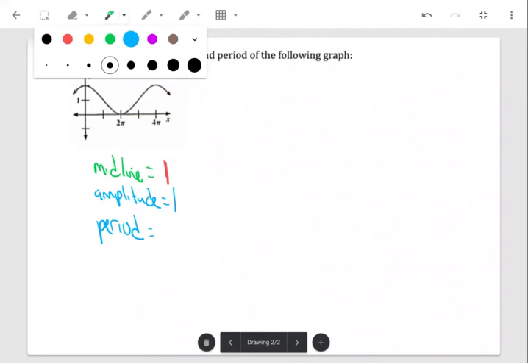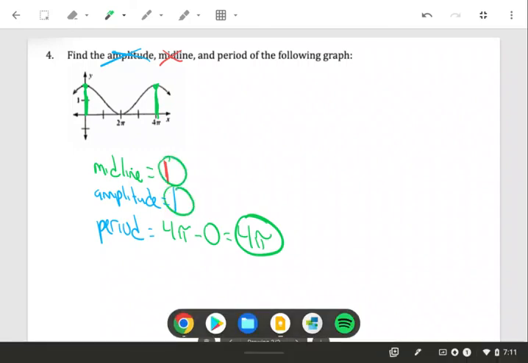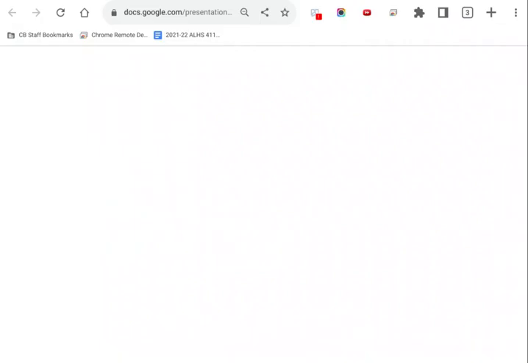So we have a maximum point here and we have a maximum point here. Okay, this one is at 4 pi and this one has an x value of 0. So my period is going to be 4 pi minus 0, or just 4 pi. So the midline is 1, the amplitude is 1, and the period is 4 pi.